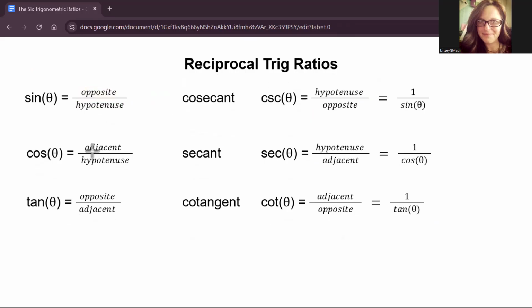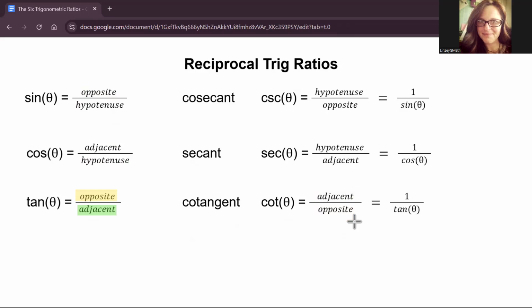The reciprocal of cosine is secant. Cosine is adjacent over hypotenuse. The reciprocal, secant, is hypotenuse over adjacent. And the reciprocal of tangent is cotangent. Tangent is opposite over adjacent. Cotangent, the reciprocal, is adjacent over opposite.